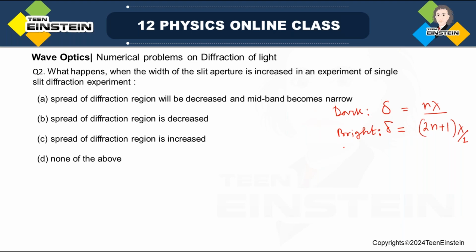And if we require furthermore the angular width of the dark or bright fringes, they both have the same angular width, which is lambda by a. And the angular width for the central maxima will be 2 theta, that is 2 lambda by a. This is the angular width, I'm writing AW, for the central maxima.